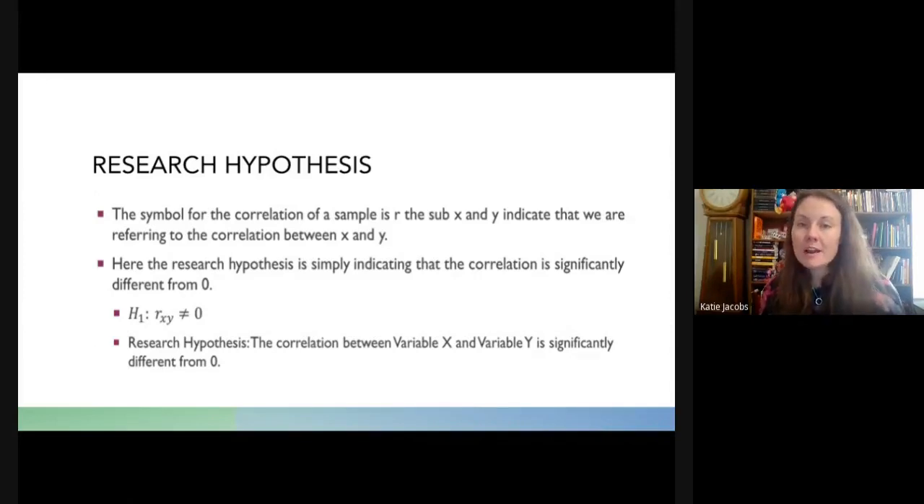So that last part there is a template for it. Would you just write the template the way that I have it right here? No, you wouldn't. You would adapt it to whatever you're looking at. So if we go back to my example about tattoos and the number of times you're arrested, a research hypothesis could be: the correlation between the number of tattoos a person has and the number of times that they've been arrested is significantly different from 0. So you have to adapt that template to whatever study you're trying to do.